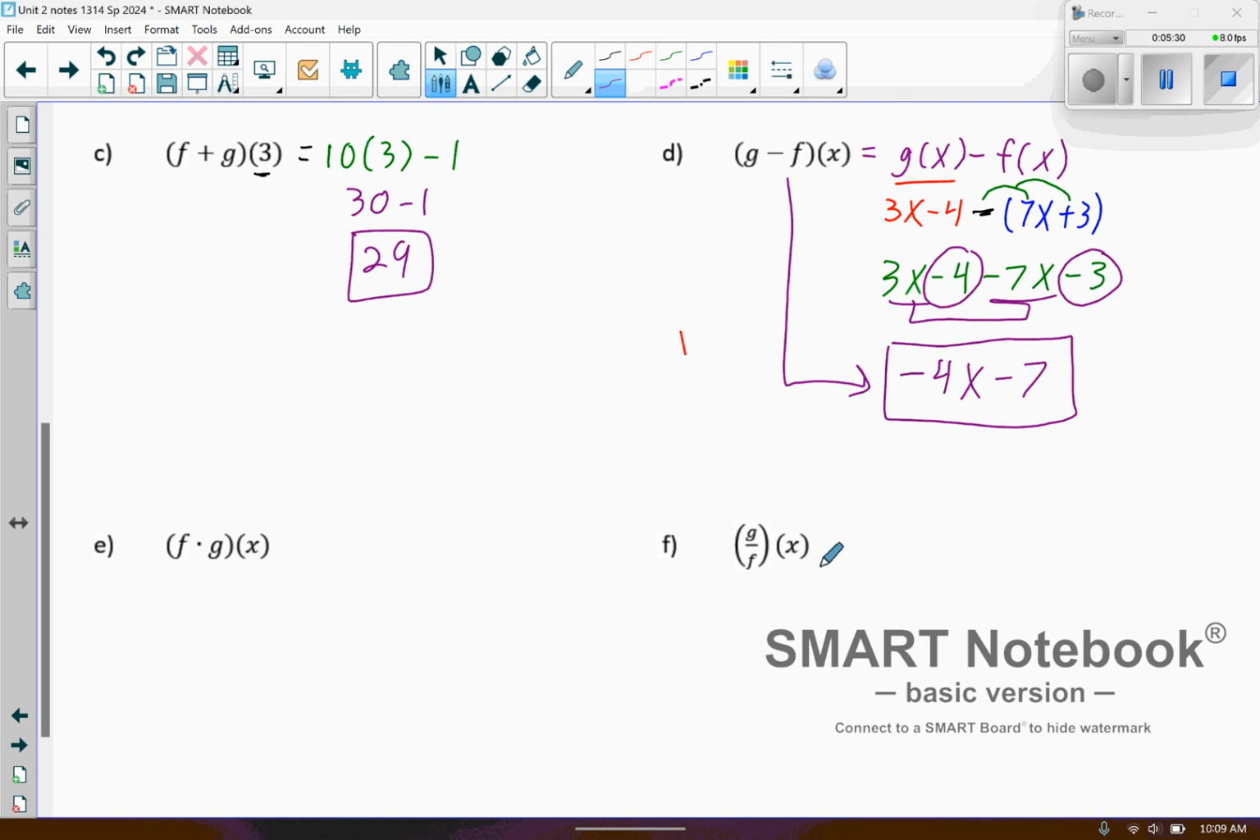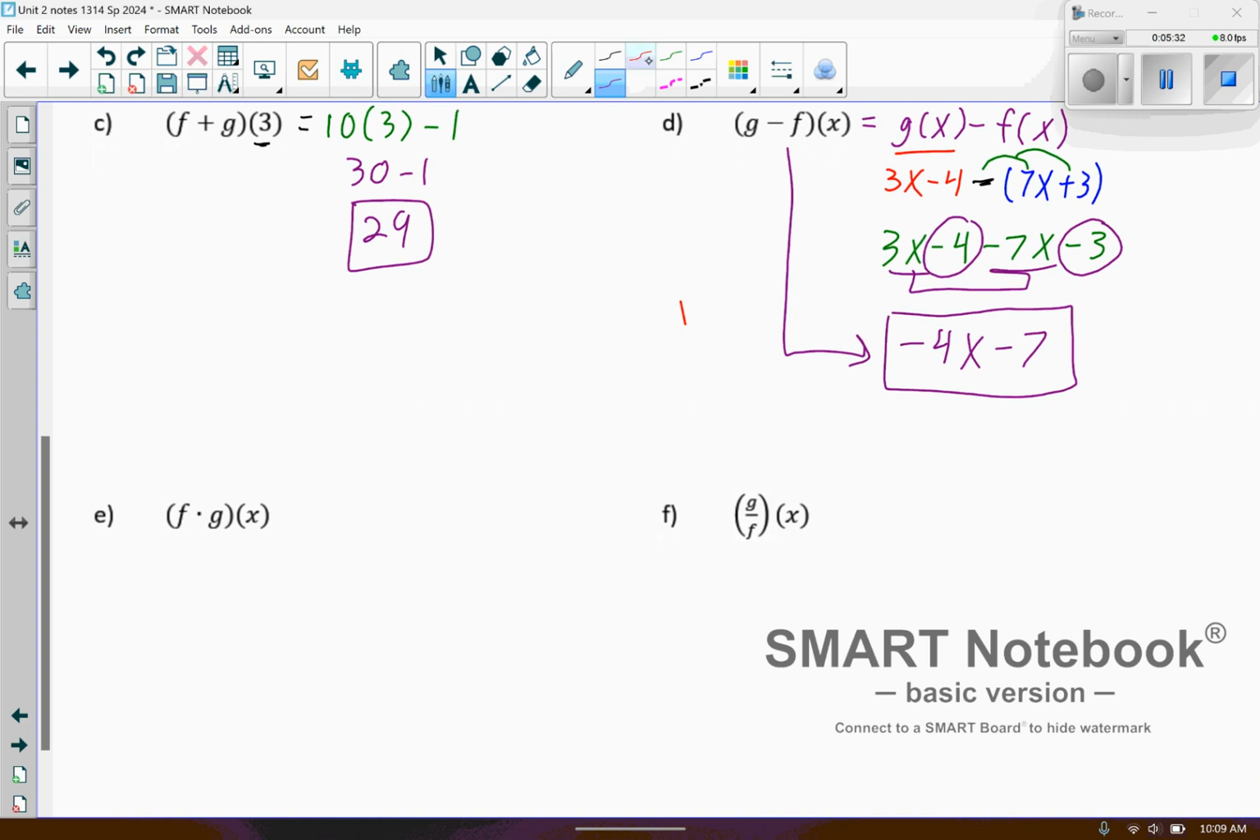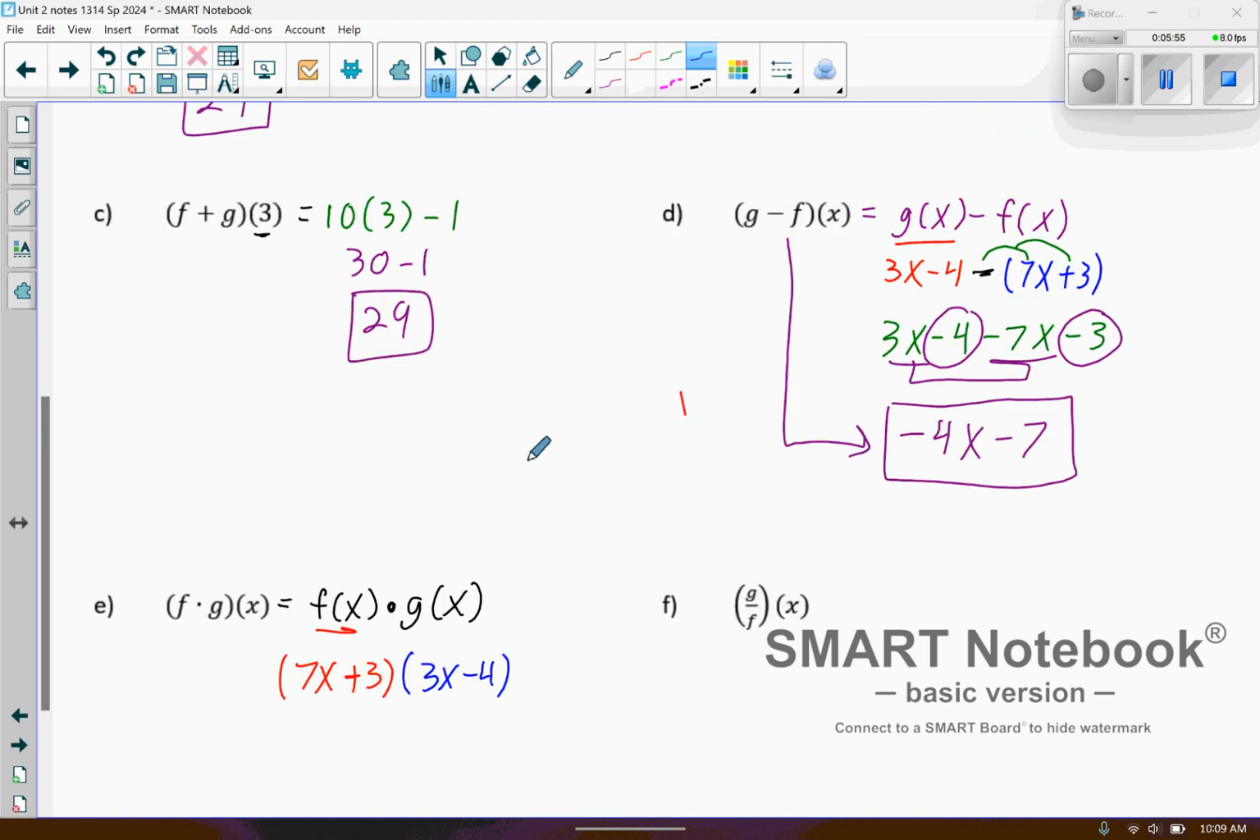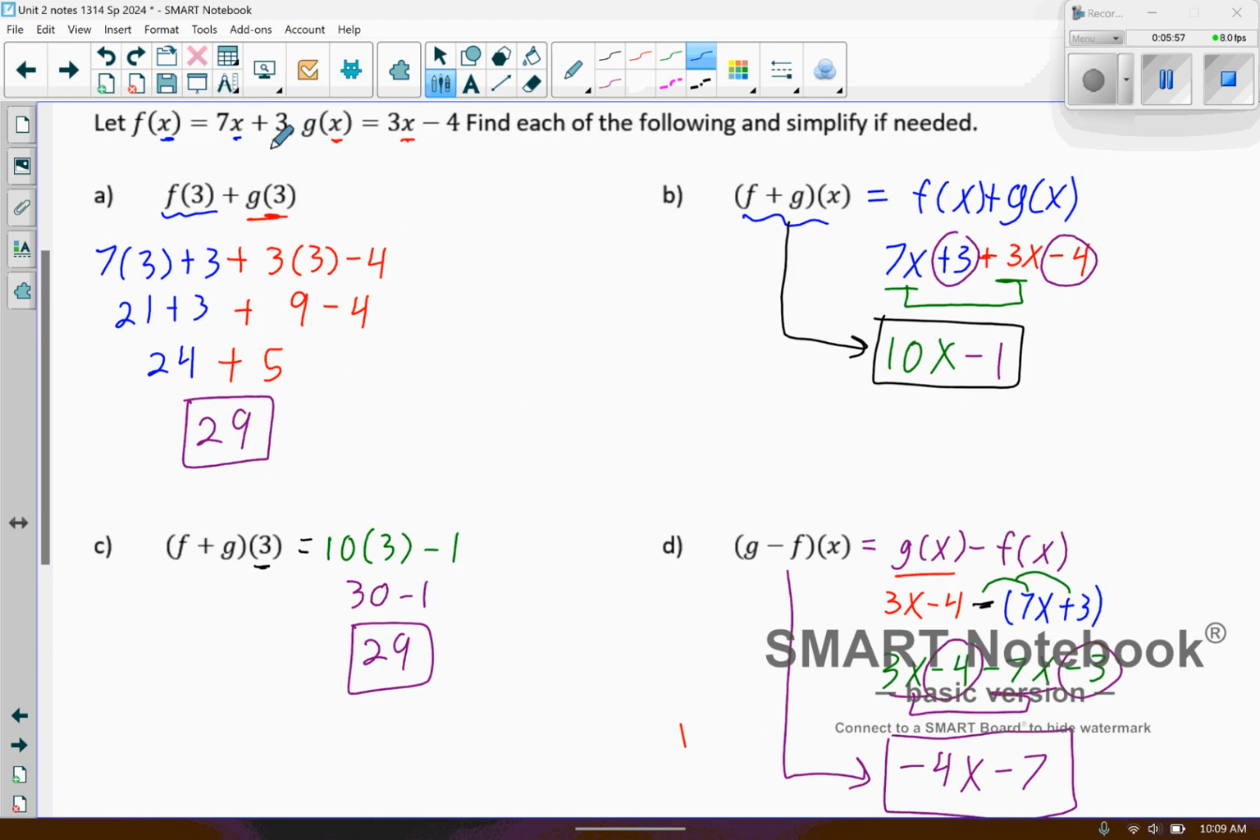Okay, the next one's going to be multiplication. So once again, this notation stands for taking what f of x is and multiplying it by g of x, and those are defined up above. So the f of x from up above is defined as 7x plus 3, and the g of x is defined as 3x minus 4. So if you look back up here, that's what those were defined as.